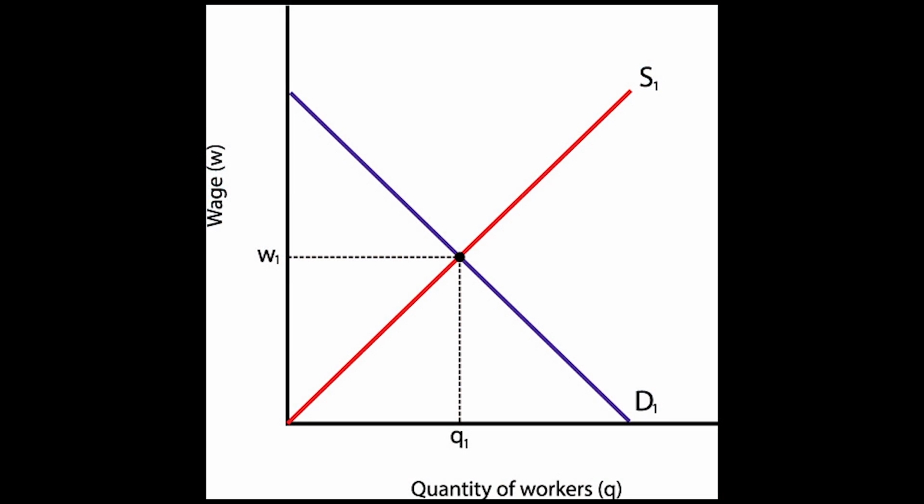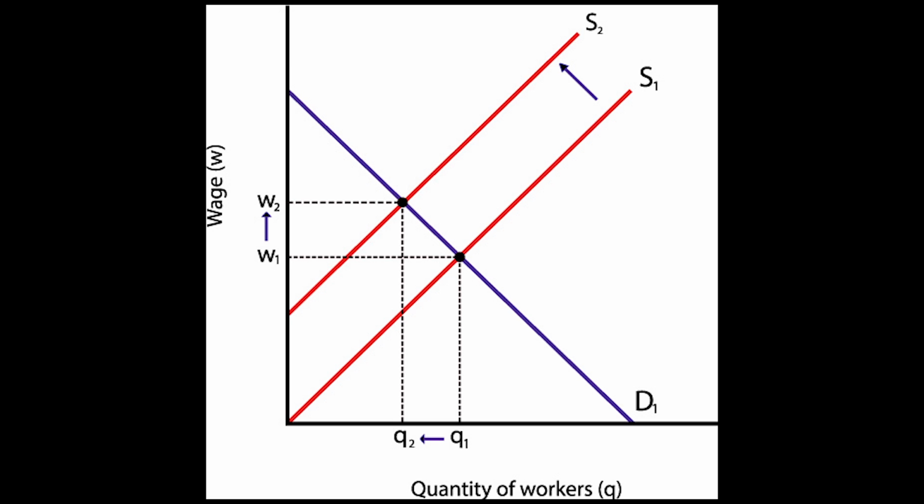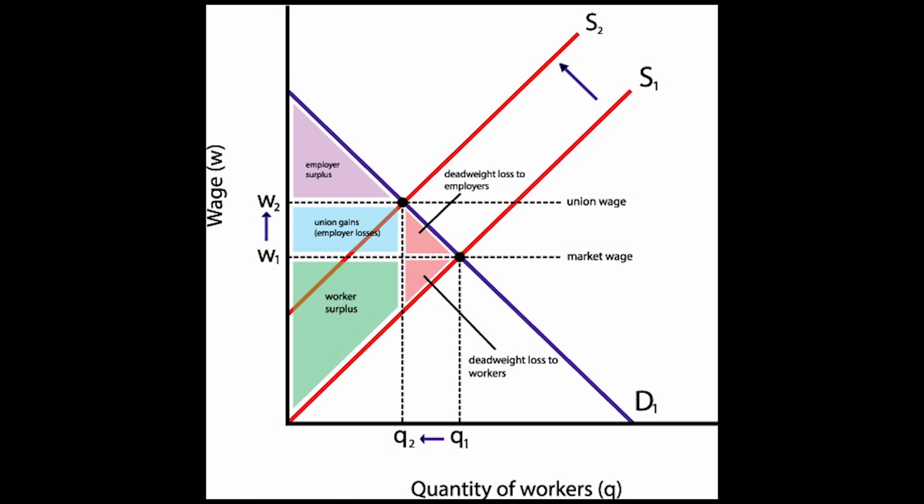In this graph, we can see that there exists an equilibrium quantity of labor at Q1 at an equilibrium wage W1. As supply moves to the left from S1 to S2, the new union equilibrium has a higher wage W2 and lower quantity Q2. This represents the artificial restriction on labor supply as a result of unionization. Once we identify the surpluses, we see that at the union wage W2, worker surplus and employer surplus are both reduced due to deadweight loss. Additional employer surplus is lost due to union gains via employer losses.